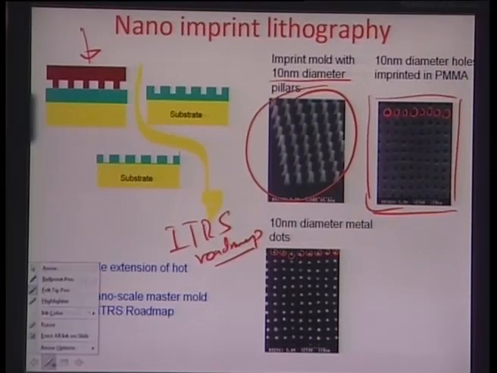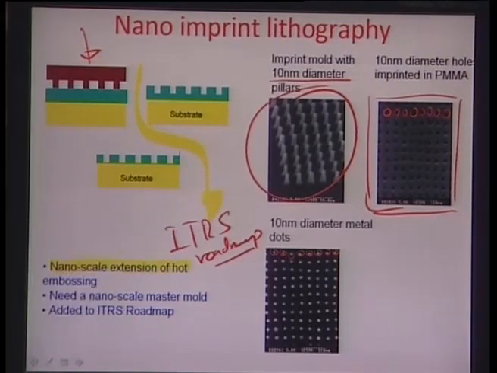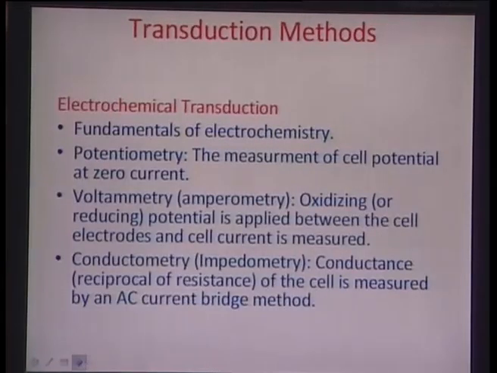So, in a nutshell, again, nano imprint lithography is the extension of the hot embossing process, and all you need is a nanoscale master for this, and especially this process has been added very recently to the ITRS roadmap. So, this kind of brings us to the end of the type of polymeric methods available for microfabrication processes.